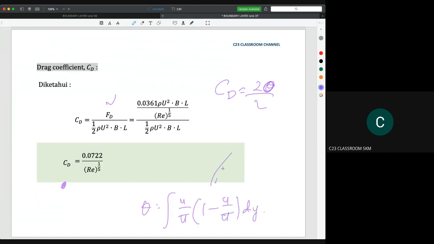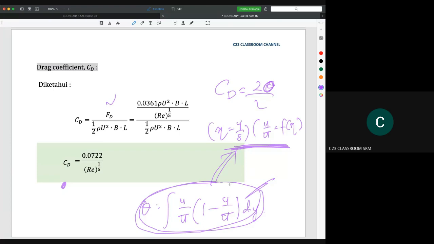Please also bear in mind, and check my previous videos, that sometimes people will give you the question in terms of eta. It might give you that eta is equal to y over delta, and then you need to change u over U to be equal to f of eta. When the question uses this term, please make sure that you convert this theta equation, and also the delta star equation, in terms of eta, because it's slightly different.